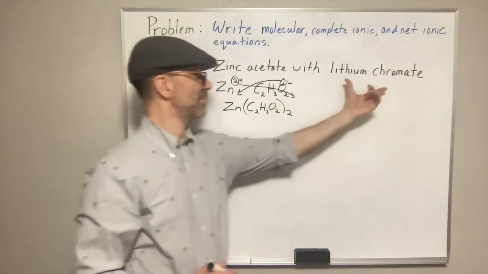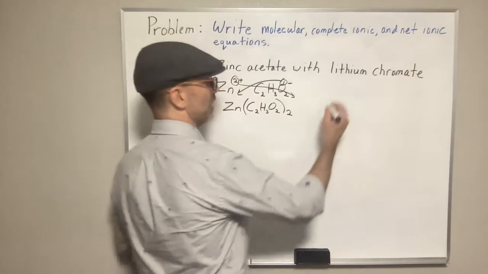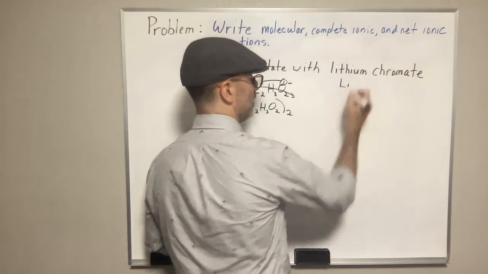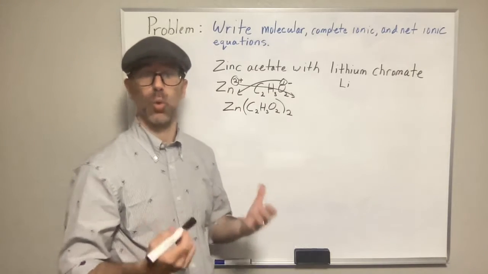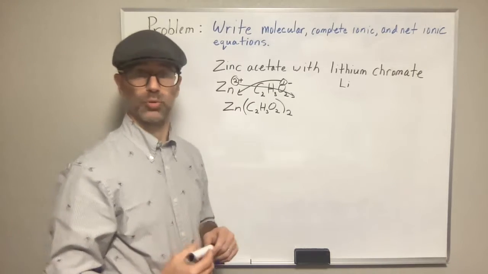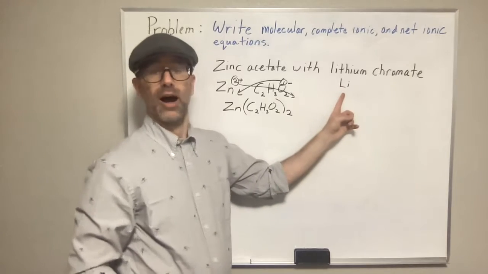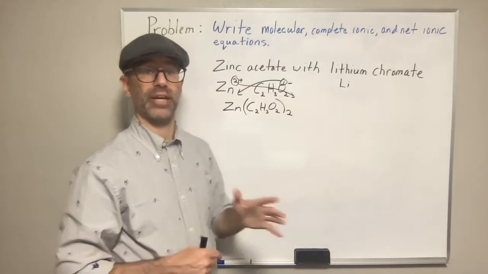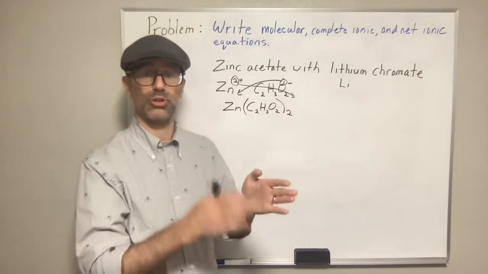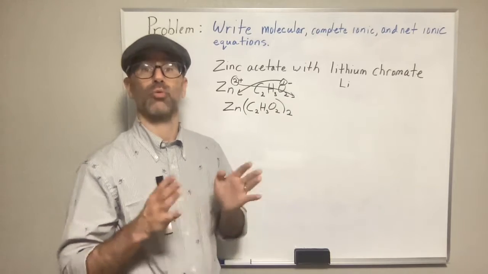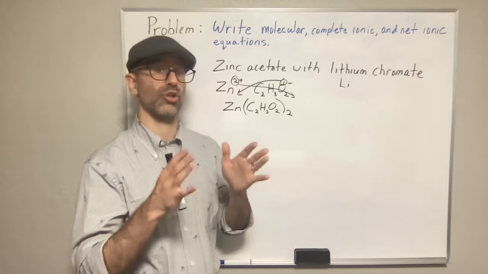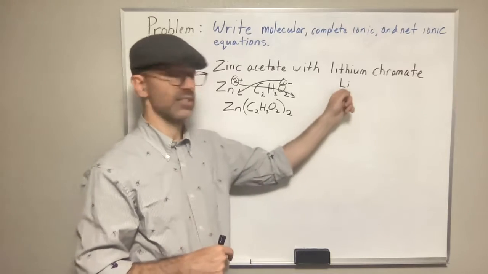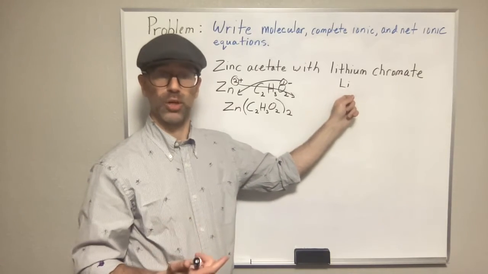So now we have to do the same thing for lithium. Lithium is Li. It's a group 1 element, so we know it has a plus 1 charge. How do we know it has a plus 1 charge? Because of the rule that if you are in groups 1A, 2A, or 3A, then the positive charge is equal to the group number. So since this is in group 1, it's got a plus 1 charge.